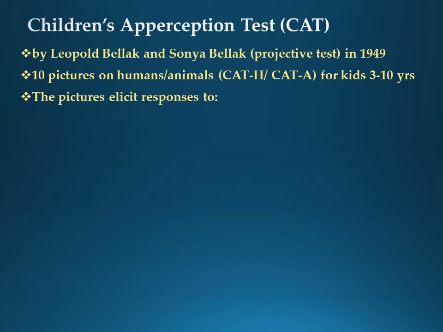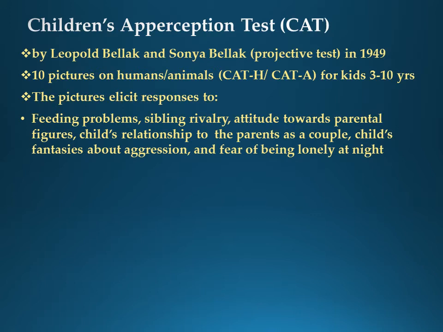So the pictures look at responses for determining a few problems like feeding problems, sibling rivalry, attitude towards parent figures, the child's relationship to the parents as a couple, the child's fantasies about aggression, and the fear of being lonely at night. So these are a few factors that they are looking at.